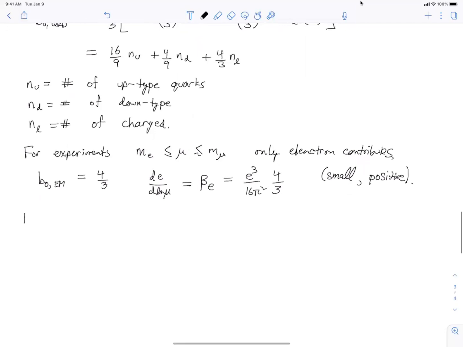For lower energies, lower than the electron mass, then there's no active charged particles. Okay, so the beta function, or equivalently dE by d log mu, is just 0. And that means E, or alpha, the fine structure constant, goes to a constant.